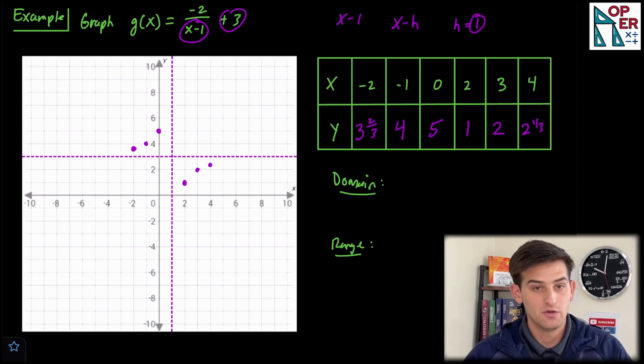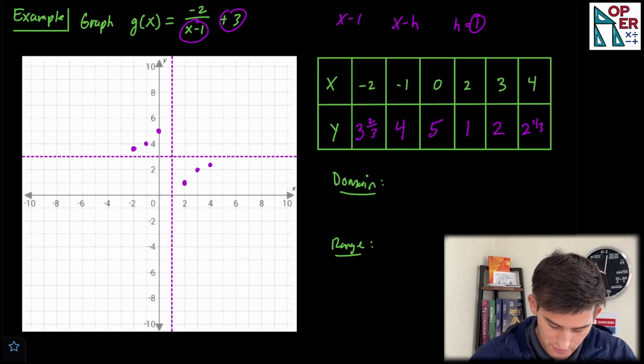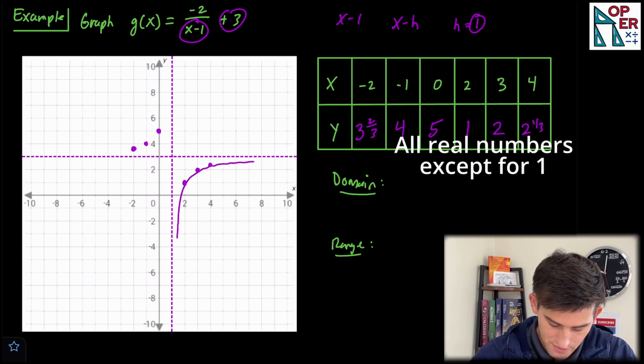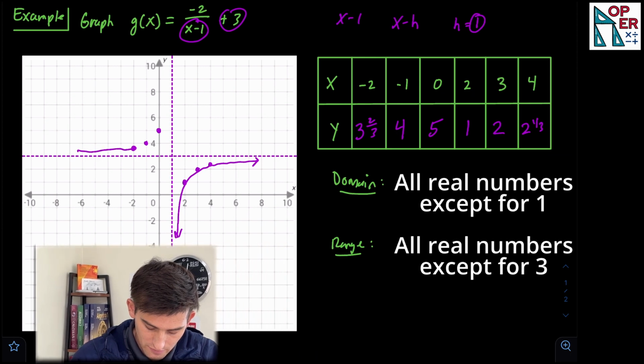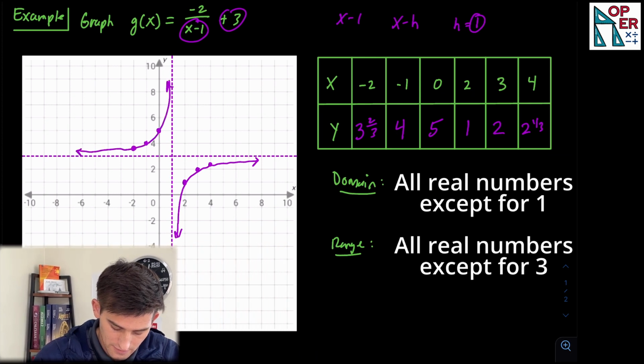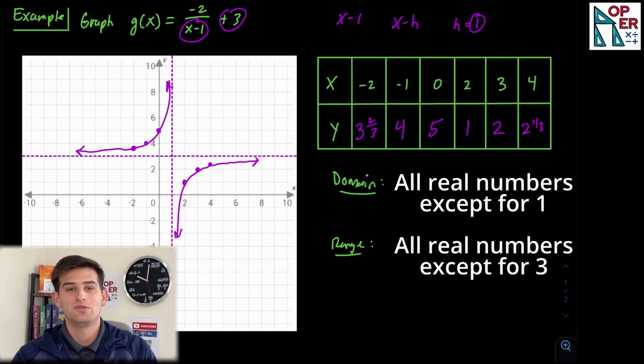Okay. So now we know what our branches should look like. They're going to approach our asymptotes here. So there would be one piece, and here would be the other. Okay, so that's how we can graph a simple rational function.